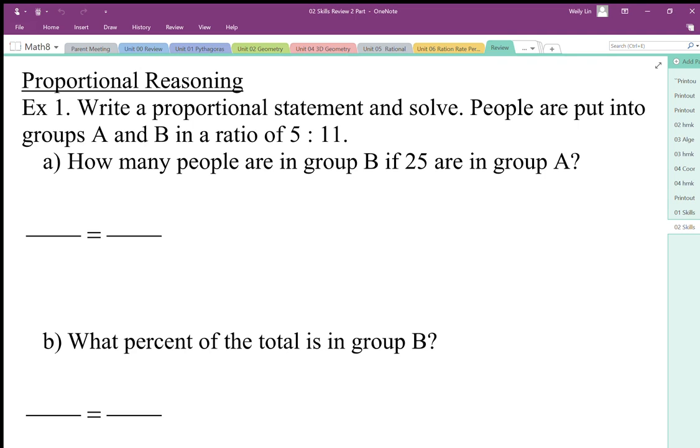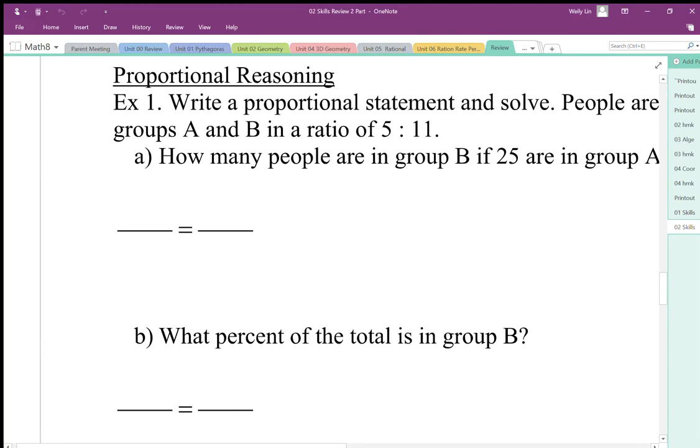Fractions involve proportional reasoning, and proportional reasoning is about multiplication and division math. So we need to find factors or multipliers that make the proportions equivalent. Here I have a proportional statement, and I have people in groups A and B, and the A and B ratio is 5 to 11. And because with fractions the numerator and denominator are important, the direction of your proportion or proportional comparison is important.